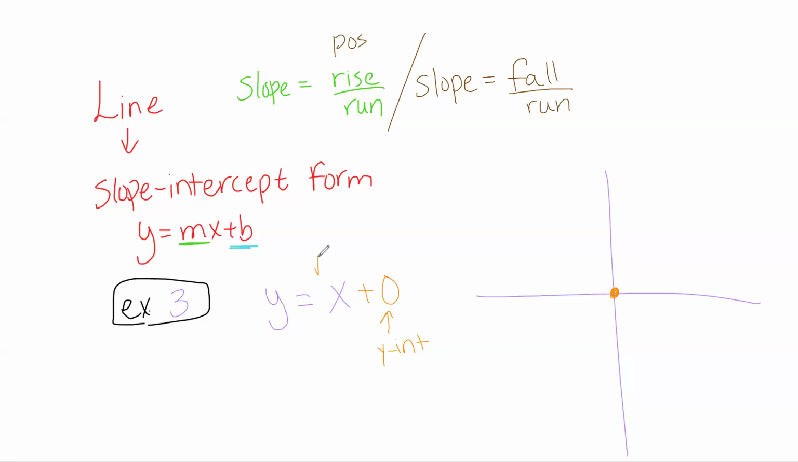And then I don't see a slope either. That is an invisible 1. Make it a fraction, 1 over 1. So since that's positive, we're going to rise 1, run to your right 1. Rise 1, right 1. Rise 1, right 1. Or down 1, left 1. Down 1, left 1.